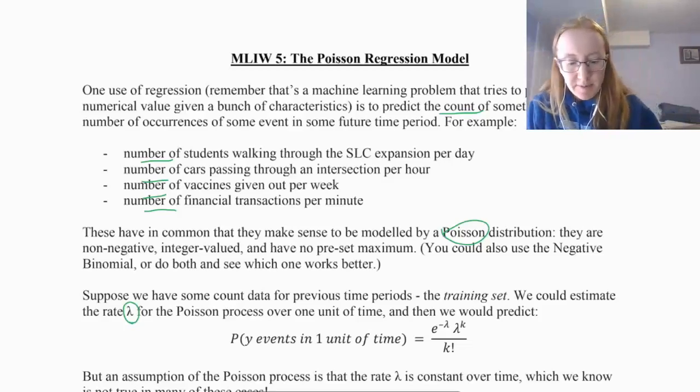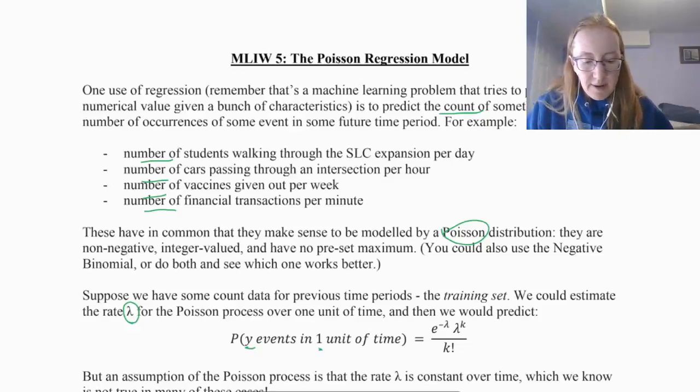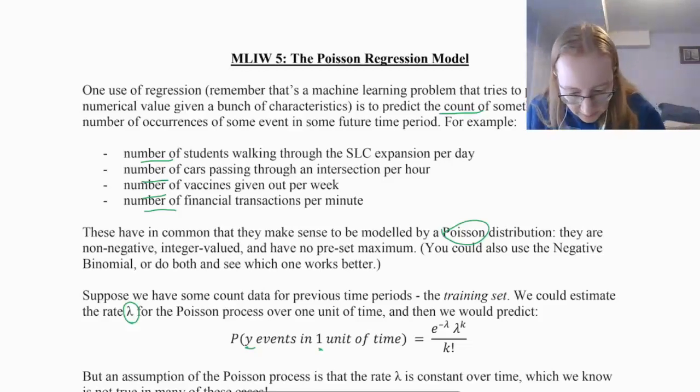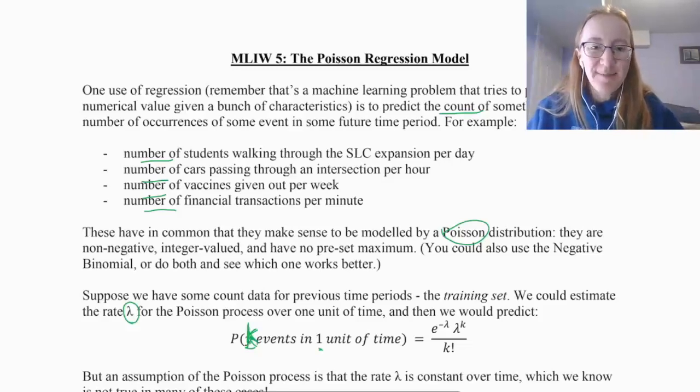So the probability of observing k events in 1 unit of time is e to the negative lambda times 1, so I just dropped the 1, lambda to the k over k factorial. Oh sorry, that should say k events, not y events, my apologies. So e to the negative lambda, lambda to the k over k factorial. We can call it y or k, it doesn't matter.